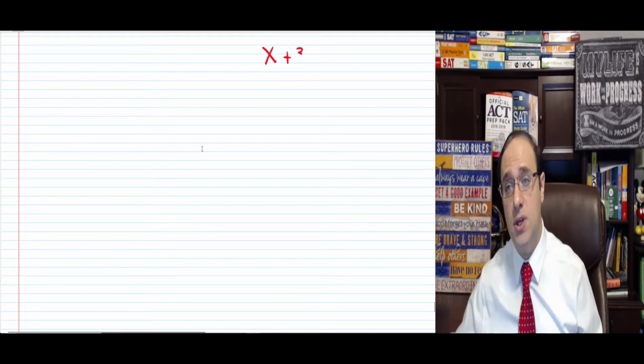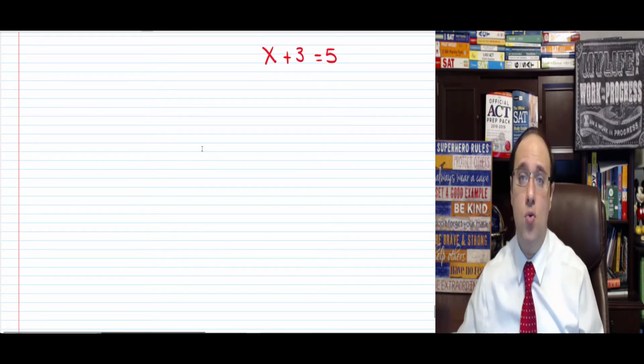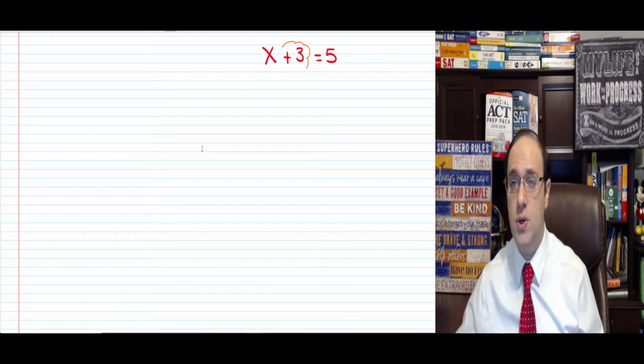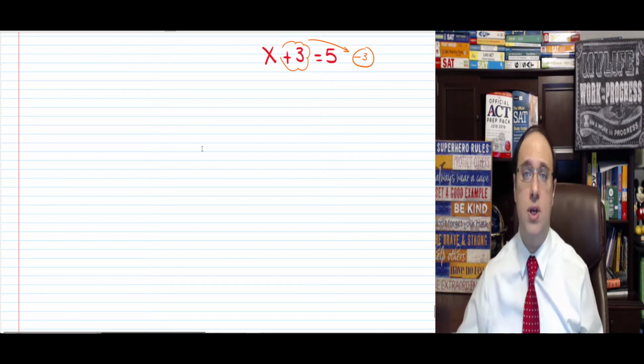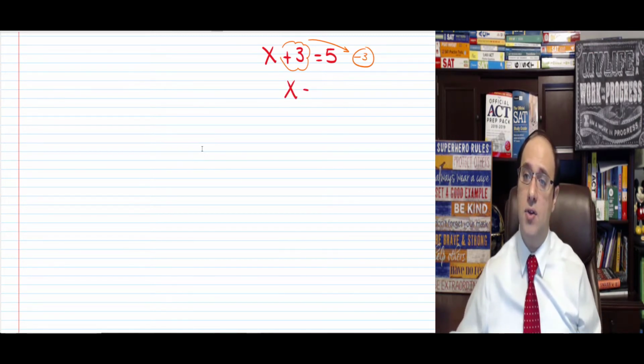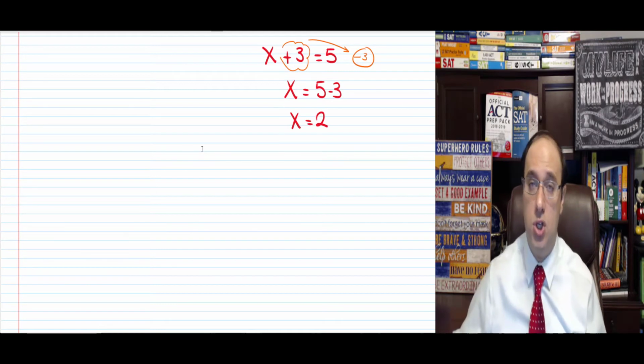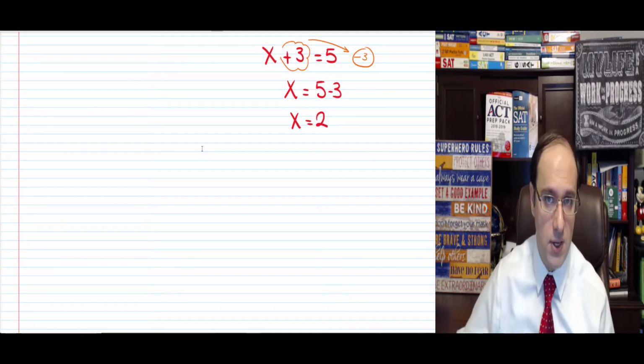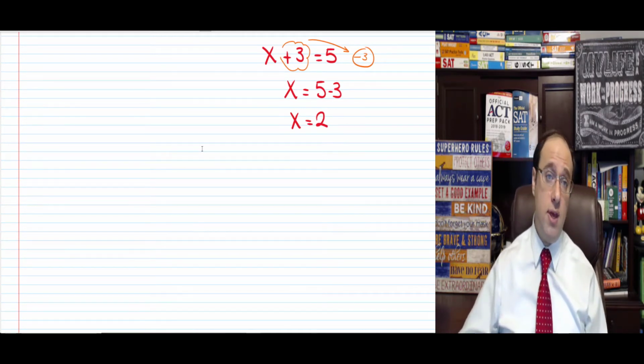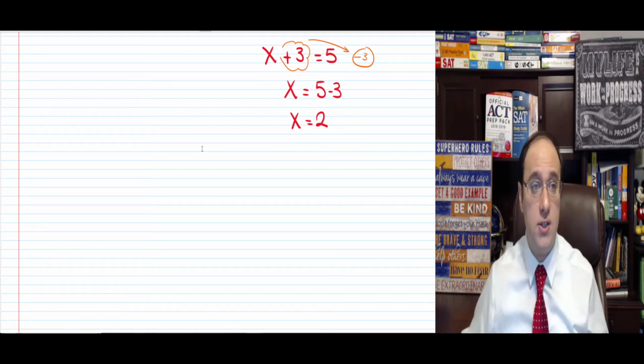x plus 3 equals 5. We used to say, okay, let's get rid of the plus 3. We move it to the other side as minus 3. Now I have x equals 5 minus 3, so x equals 2. Very good, very easy. Can we do the same thing if we have an inequality this time?